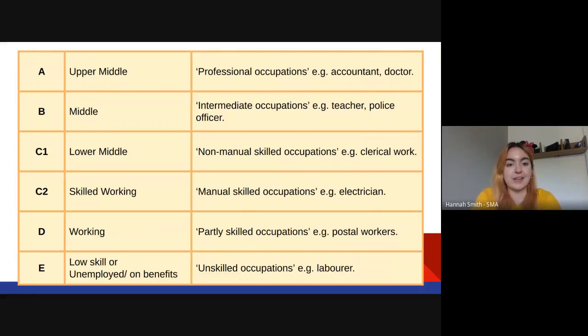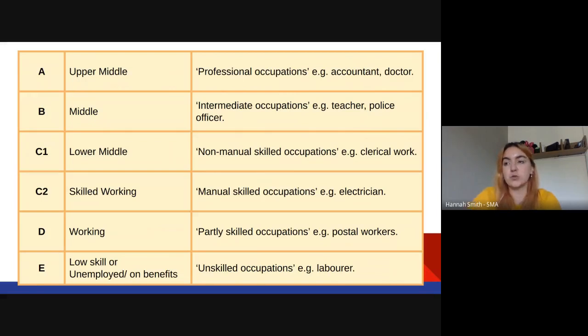You then have B, middle class, intermediate, so teacher, police officer, still quite qualified, have had to undergo specific training. Quite often when you're writing an essay, you'll be able to group this together. So you'll be able to say, for example, social class A/B or social class D/E. So don't feel you've got to remember every single one of these. Even if you group them, go, oh, A1 and B's here, C1, C2's here, DE's here. That's not a problem.